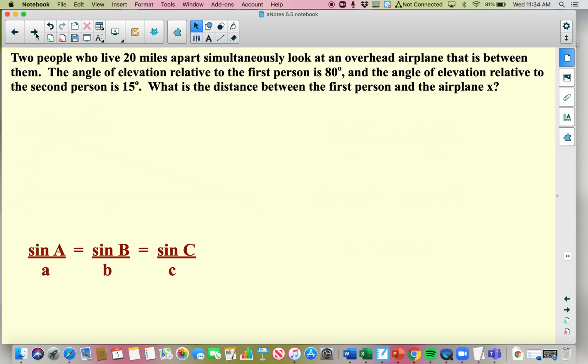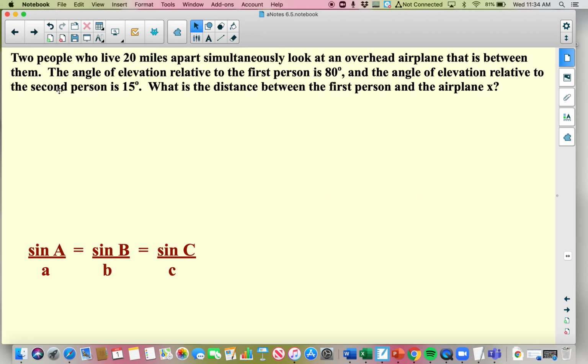I'm going to start with just a word problem and apply that to the law of sines. So two people who live 20 miles apart simultaneously look at an overhead airplane that is between them. The angle of elevation relative to the first person is 80 degrees. The angle of elevation relative to the second person is 15 degrees. What is the distance between the first person and the airplane?